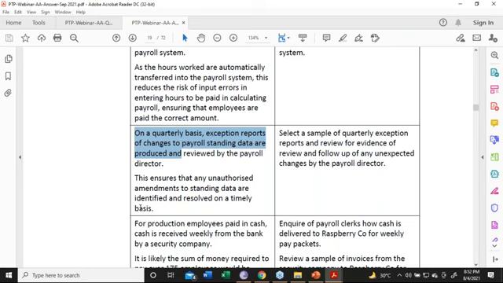How to test it? Select a sample of those quarterly exception reports and then review for evidence of review, just to make sure that there are authorized signatures of the payroll director, and if there are any exceptions, they were followed up by the payroll director.